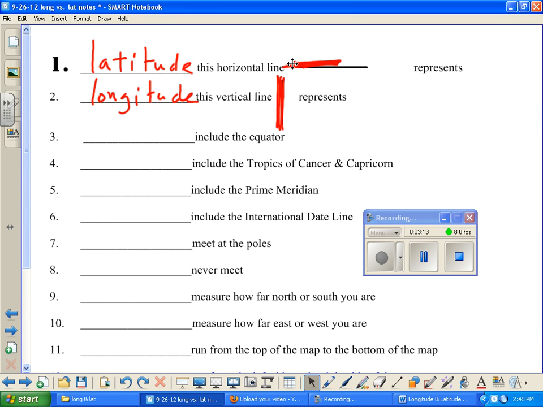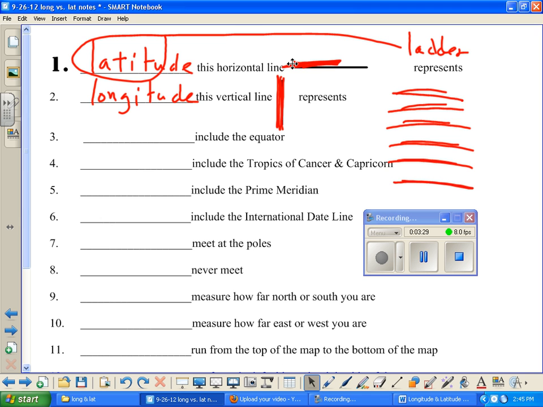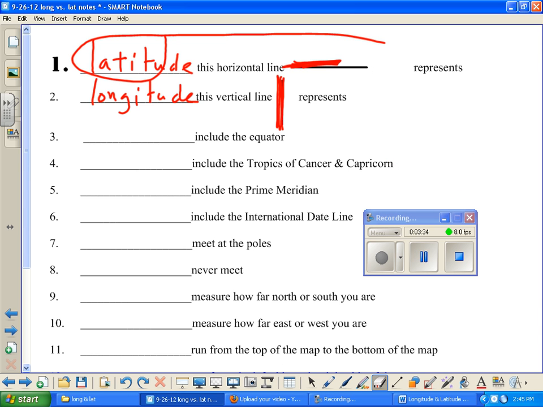The other way I've heard students say was think of a ladder. When they think of a ladder, it maybe sounds like latitude, and they think of climbing up and down the rungs of their ladder. Perhaps that helps. Whatever it takes, you've got to know the difference. Once you've done that, it kind of makes sense.